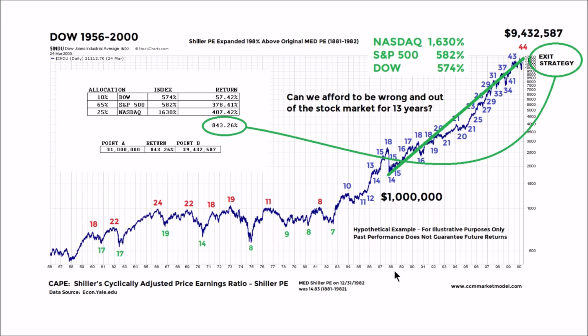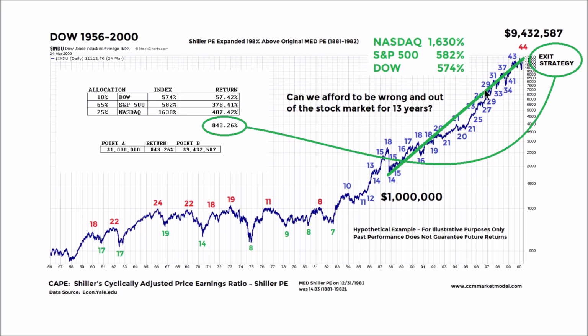What about the Shiller PE? We've covered that as well. The median Shiller PE on 12/31/1982 was 14.83. So if I look backwards from this point here, using the Shiller PE, I would have said stocks are overvalued, stocks are way overvalued. Stocks would have looked overvalued relative to what we knew on 12/31/1982 for a long, long time in here.